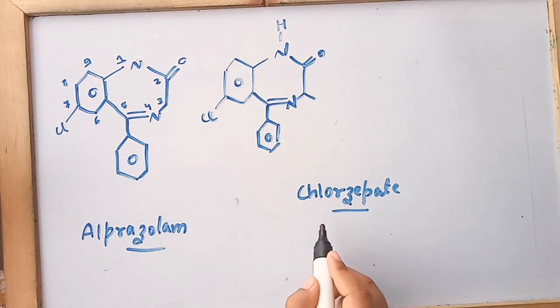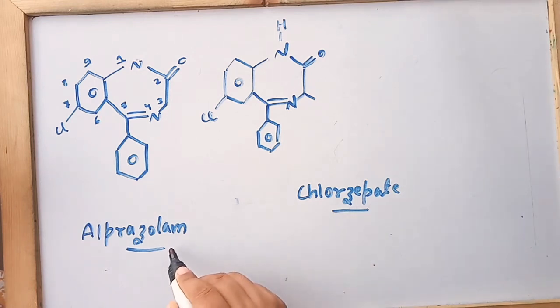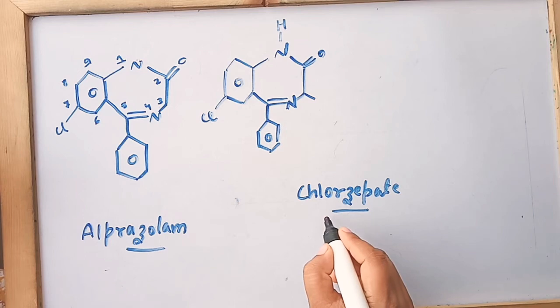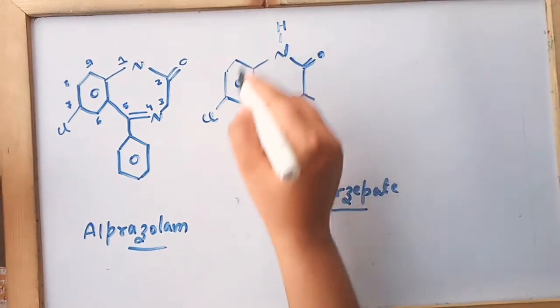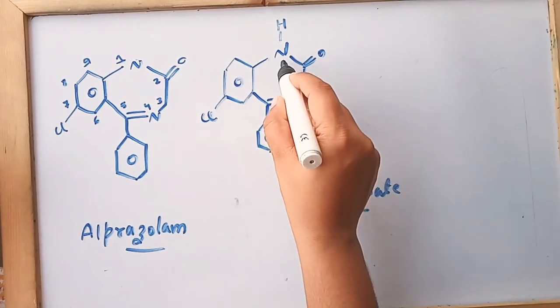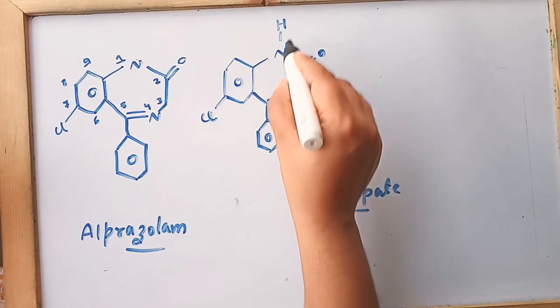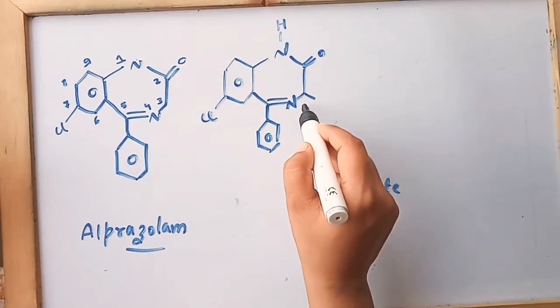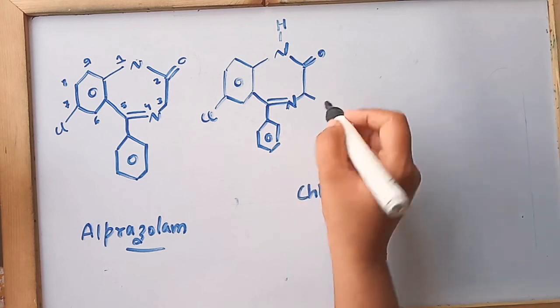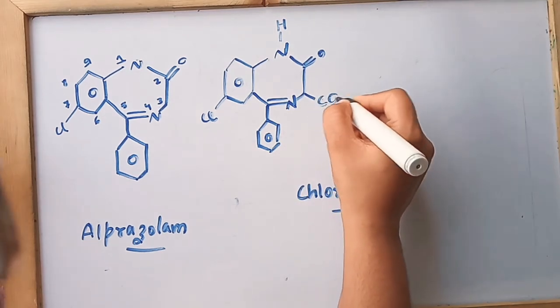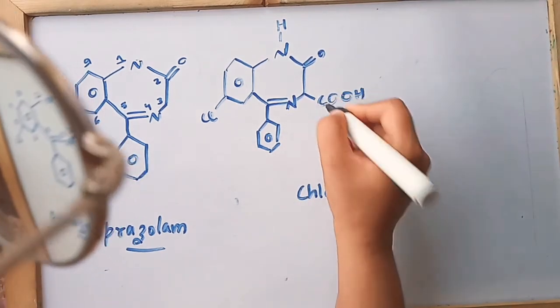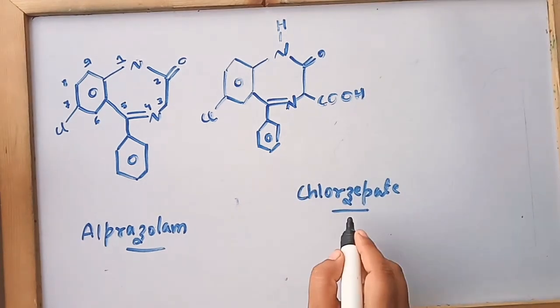Let's see another structure, clorazepate and alprazolam. Clorazepate we make the same as diazepam. This is the structure of diazepam, and at the 1st position, instead of the methyl group, we add H, and at the 3rd position we add COOH, a carboxylic group. So this is the structure of clorazepate.